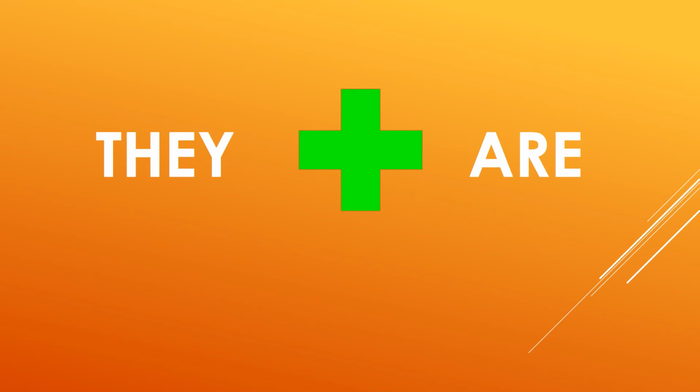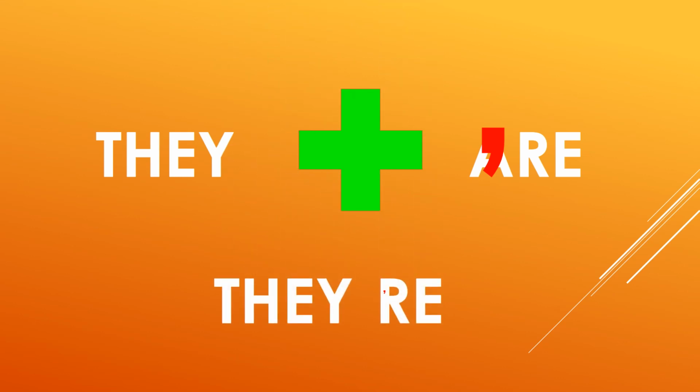When we have an apostrophe, again, it's a contraction. They are. The apostrophe means we're taking out the A. So we only use the apostrophe in the contractions. I hope you're noticing a pattern here. In our easily confused words, apostrophes are almost always contractions. They mean two words.